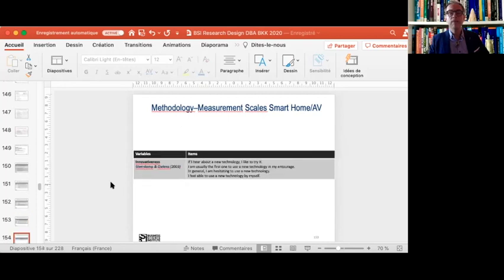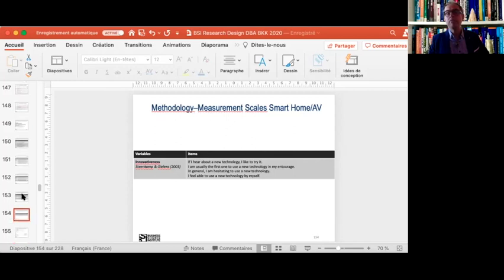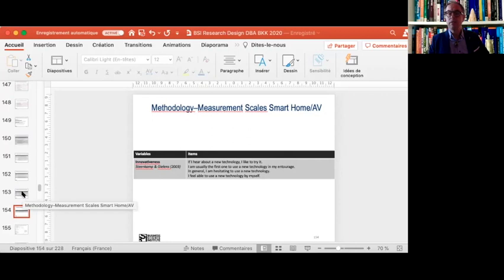And finally, consumer innovativeness was measured with Steenkamp and Gielens from 2003. If I hear about a technology, I like to try it. I'm usually the first one to use a new technology in my entourage. I'm generally hesitating to use a new technology, so that's a reversed item, and I feel able to use a new technology by myself. So all these scales were adapted to the smart home or autonomous vehicle context. We used scales from 1, not agree at all, to 7, absolutely agree with the item.